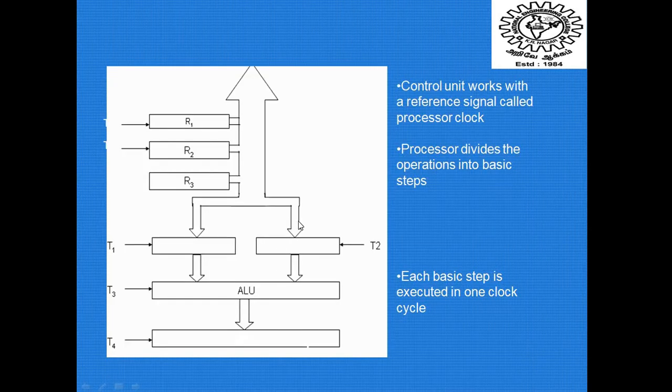It gives various actions, unidirectional and bidirectional. Unidirectional means a single arrow, meaning the data goes from that side to this side and will not return. Sometimes the arrow mark is on two sides, meaning bidirectional: both input and output, that is, inward and outward actions, will be carried out. The control unit also works with a reference signal called the processor clock. The processor divides the operation into basic steps, and every step is executed based upon the clock cycle, that is, the clock timing. So based upon the time, the actions will be carried out.